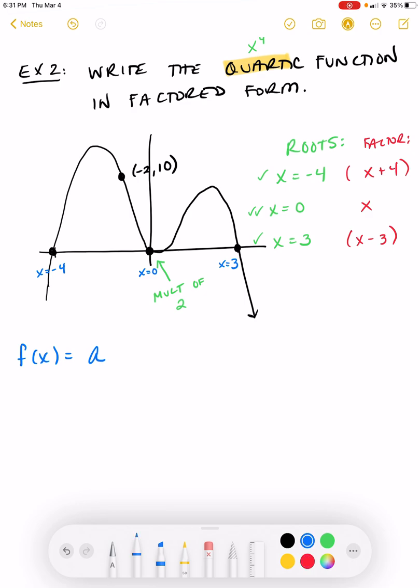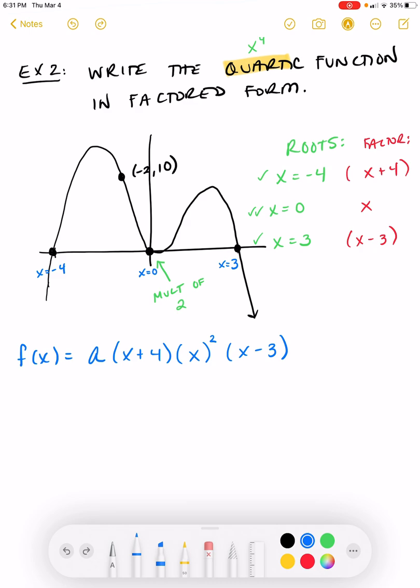So let's write this in factored form. We have this a value. The first factor is x plus 4. The next factor is x, and because of the multiplicity, I'm going to square it. That's how I indicate that multiplicity. And the next factor is x minus 3. We'll fix that up at the end.